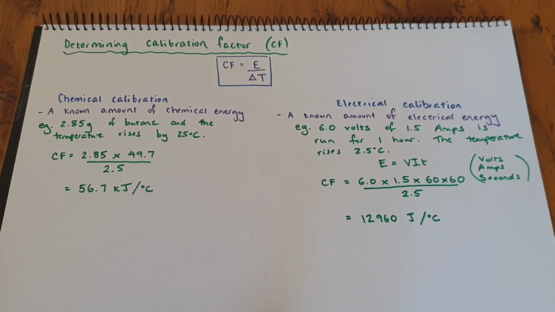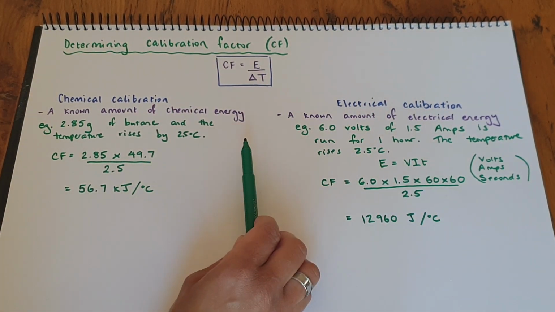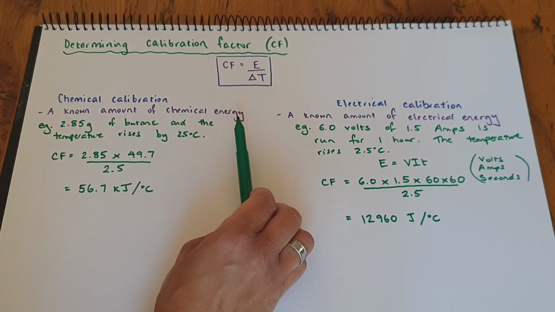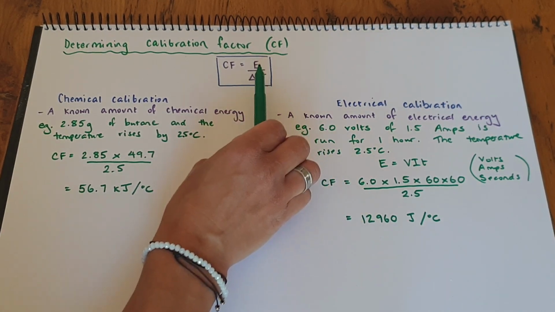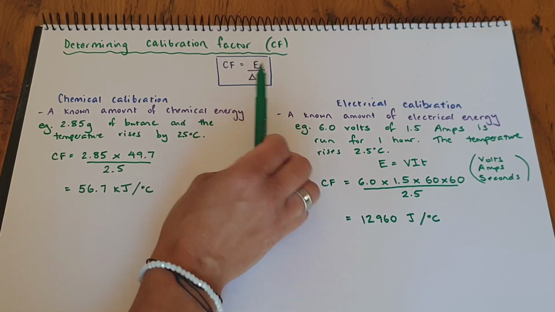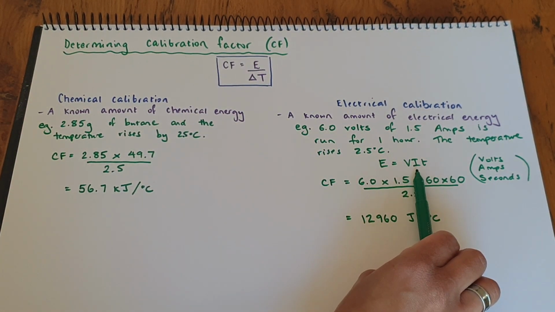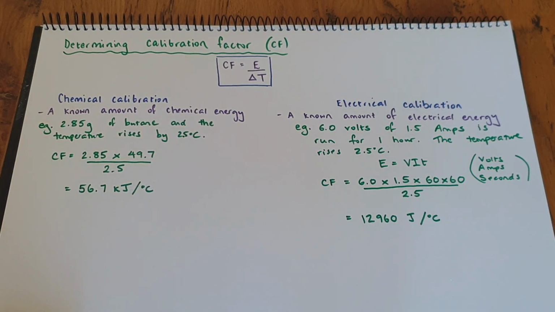So, two ways to calibrate our calorimeter, chemical or electrical. In both instances you need to know the amount of energy that has been inputted so that you can divide it by the difference in temperature. If it's electrical calibration, you do need to remember this added formula in order to get the energy content of that electrical calibration.